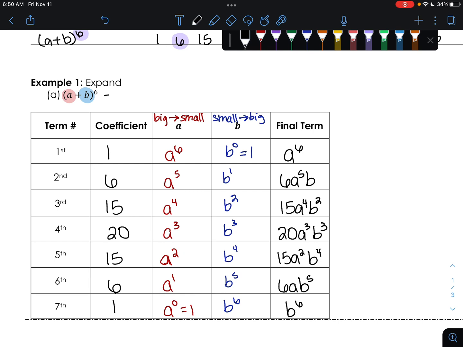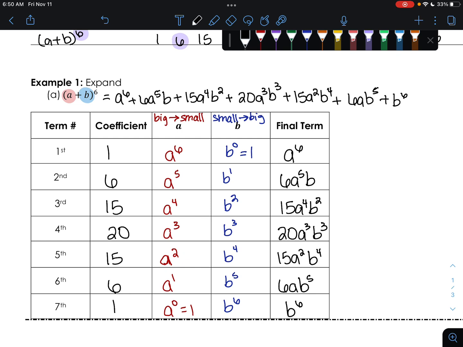So this fully expanded without having to multiply it all out would be a to the 6th plus 6a to the 5th b plus 15a to the 4th b squared plus 20a to the 3rd b to the 3rd plus 15a squared b to the 4th plus 6a b to the 5th plus b to the 6th power.